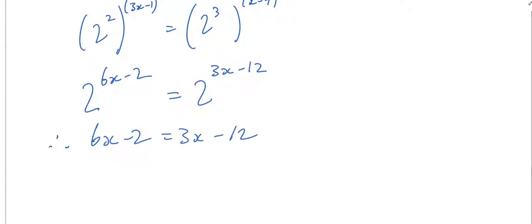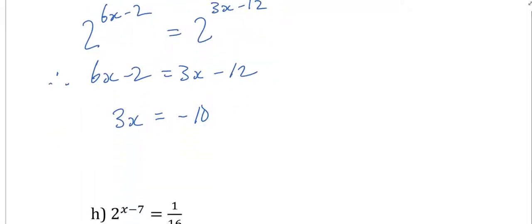I'm going to do this quickly because we've done a lot of solving these equations. So I'm going to move the 2 over and add it to both sides. And I'm going to subtract 3x from both sides. So I'm going to get 3x equals negative 10. Divide both sides by 3. X is negative 10 over 3.